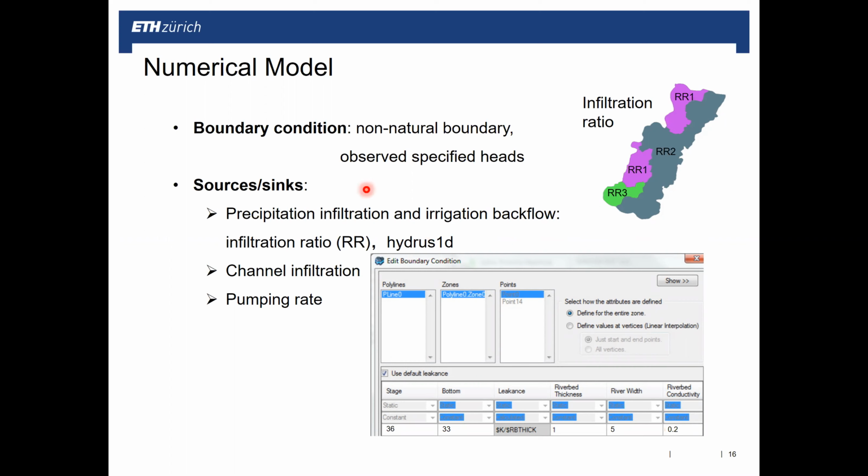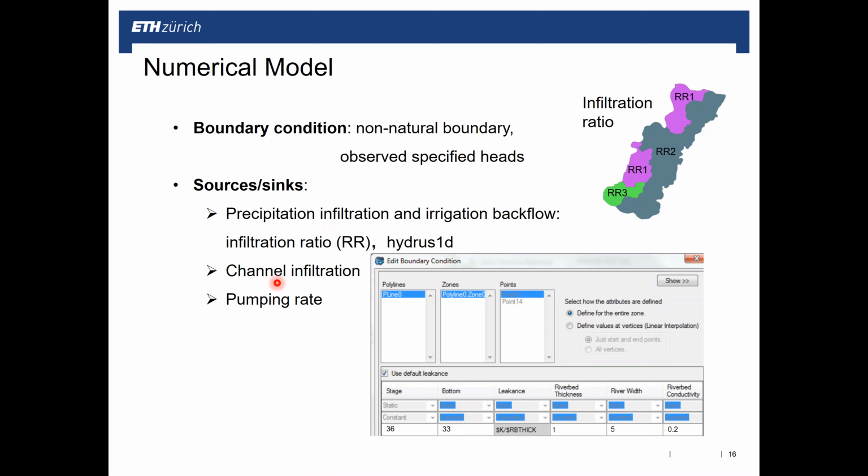And the sources are the precipitation, infiltration, and the irrigation backflow. For these, we use the infiltration ratios to get the groundwater recharge, and for the temperature changes, we will calculate with the Hydrus model, which I will present in a later slide.